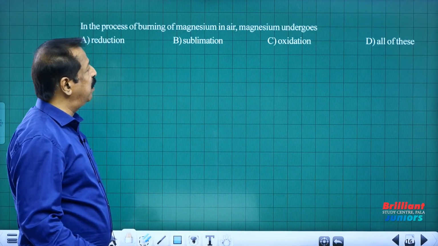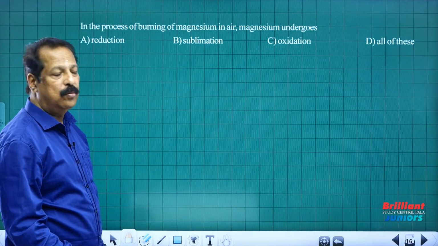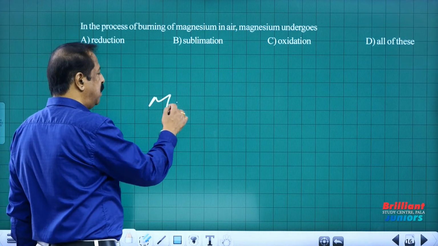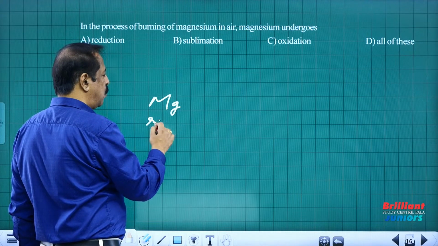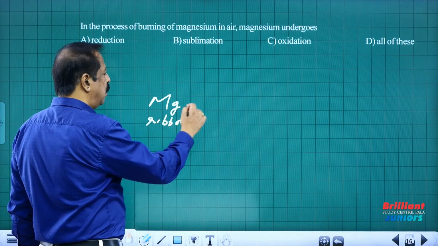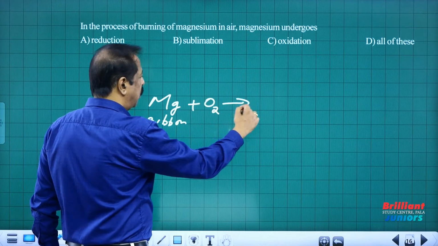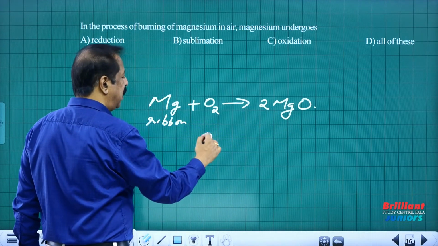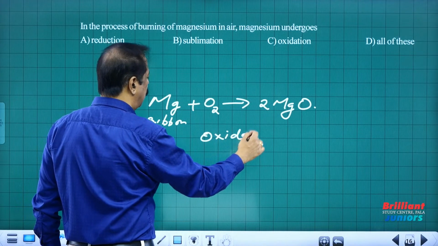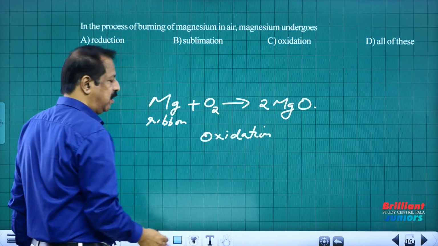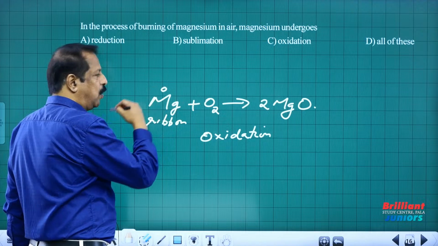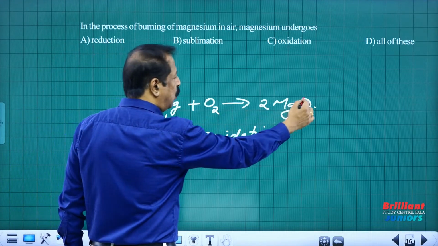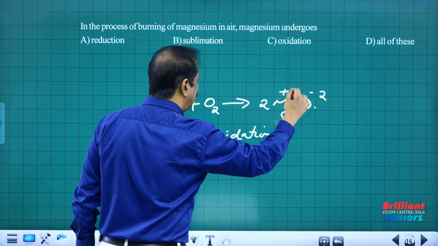In the process of burning magnesium in air, magnesium undergoes... See, magnesium ribbon or magnesium solid burns in oxygen. The product is 2MgO. This reaction is called oxidation. Because in the elemental state, the oxidation number of an element is 0. But when it becomes MgO, oxygen gets -2 and magnesium gets +2.